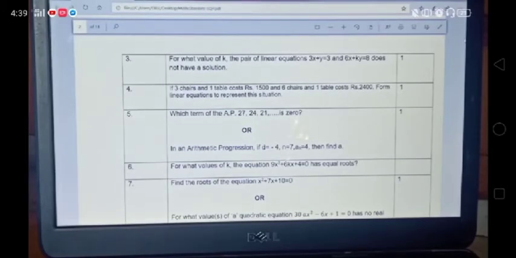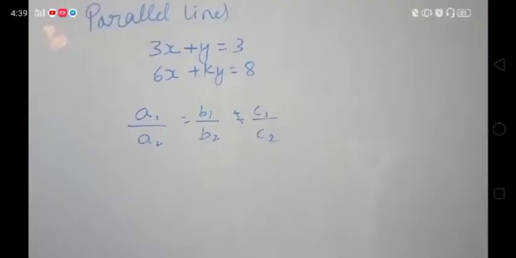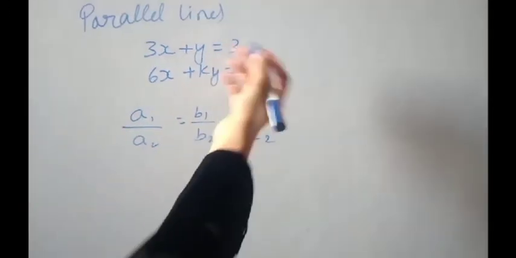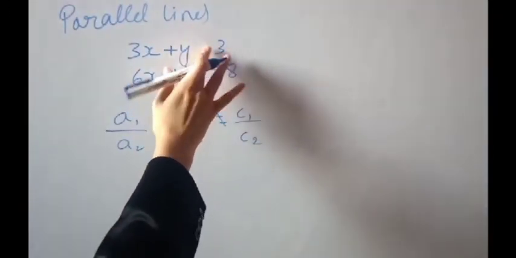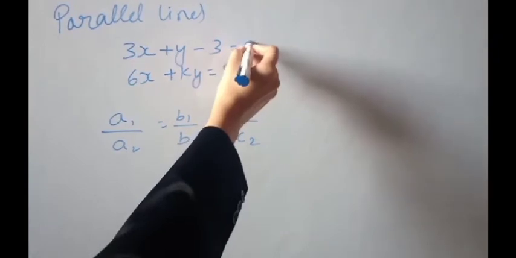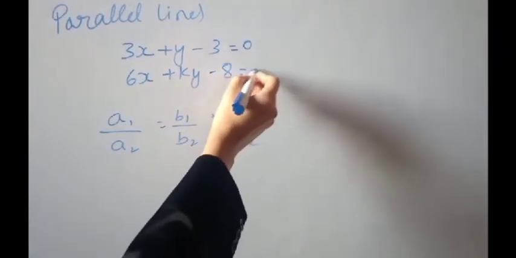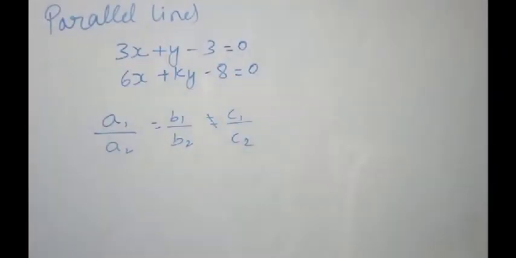For what value of k does the pair of linear equations 3x plus y is equal to 3 and 6x plus ky is equal to 8 not have a solution? Here the linear equations are given: 3x plus y is equal to 3, 6x plus ky is equal to 8. They are in the form ax plus by plus c is equal to 0, so we take the constant to the left side and the sign will be changed. The question says there is no solution, so find the value of k.